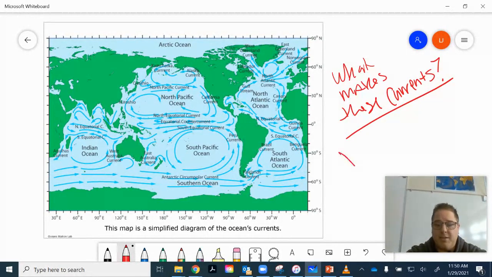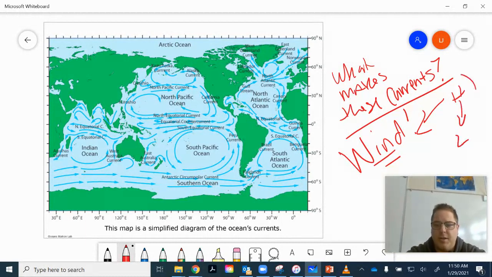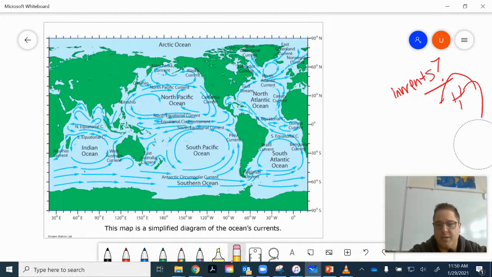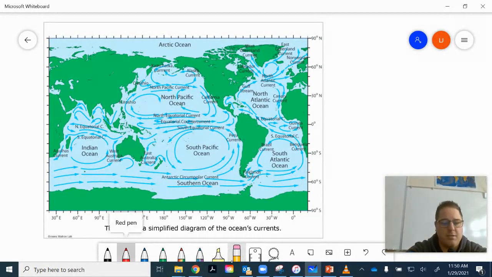Well, the big answer is wind is driving these currents. And what's wind caused by? Wind is caused by the sun. So wind is from a high pressure to a low pressure caused by the sun. So what's really causing all this to happen? The sun is the main cause of it. Without the sun, you're not going to have any of these currents. But it's causing the wind, and the wind is pushing across the surface and causing these currents, which is kind of cool, actually, I think.